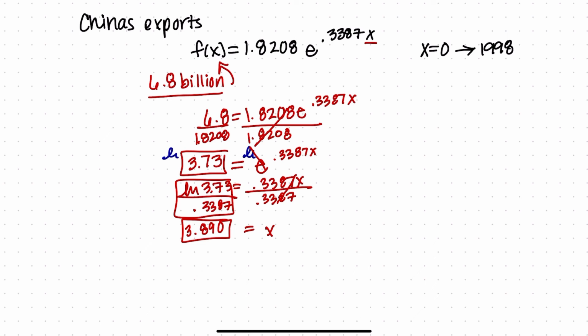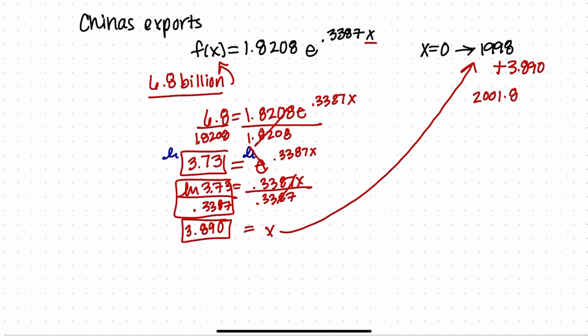In the problem, it said, in what year did the exports reach 6.8 billion? So I'm going to take this, I'm going to add it to that 1998, and that's how I'm going to get 2001.89.